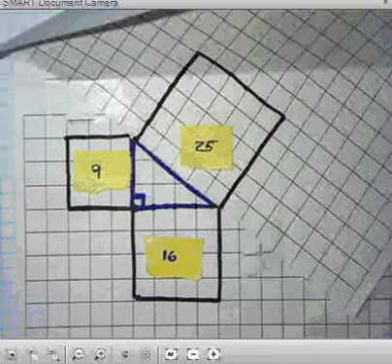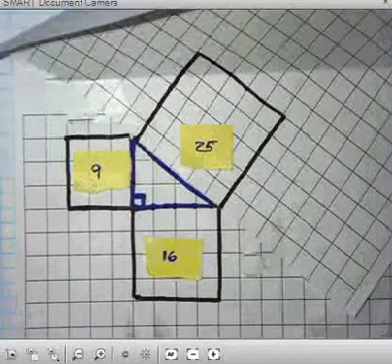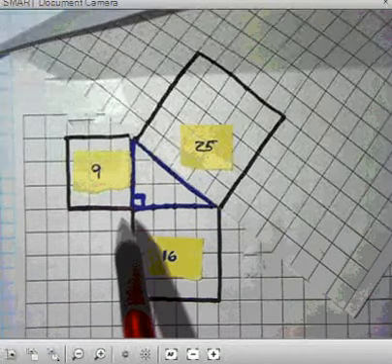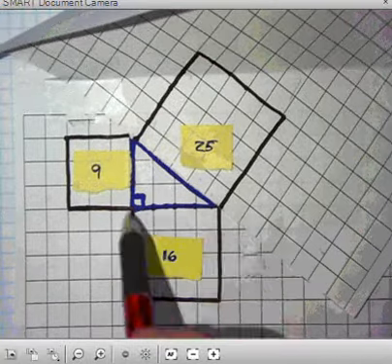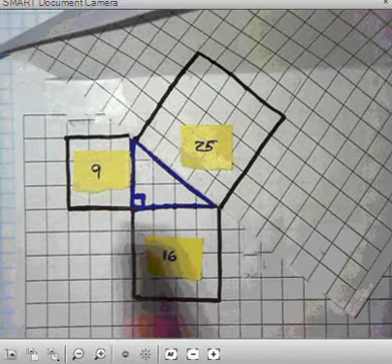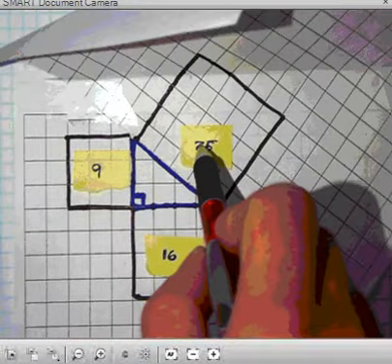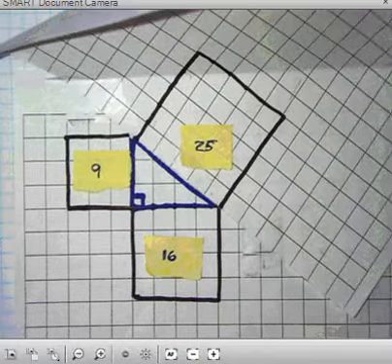And that's actually what I wanted you to take away from that yesterday. Yesterday, had we continued with that activity, you would have seen that for every right triangle, if you square the length of the height and the length of the base, the sum will equal the square of the length of your hypotenuse. Let's look at a couple more examples on this one.